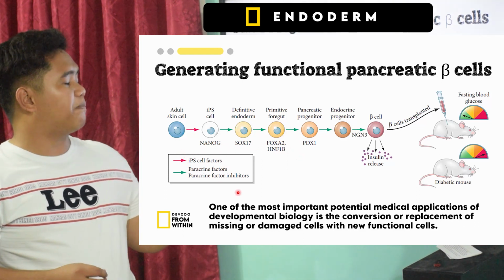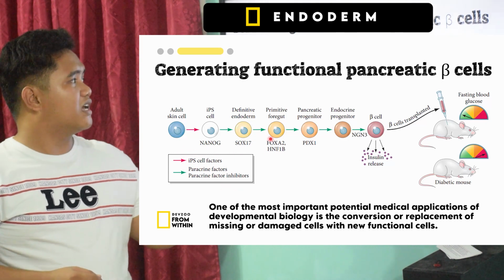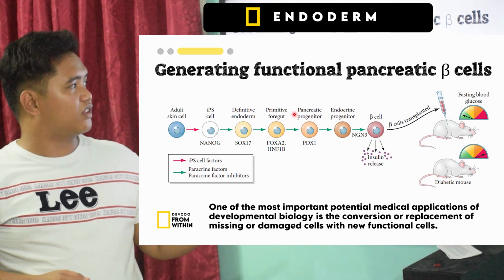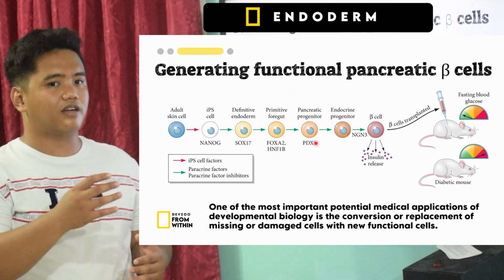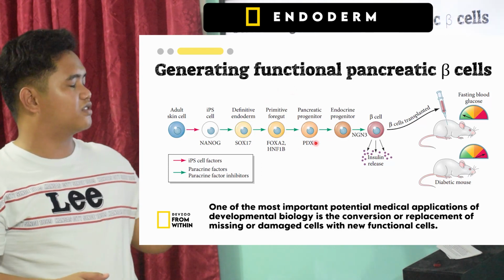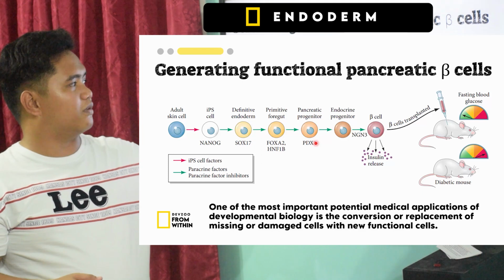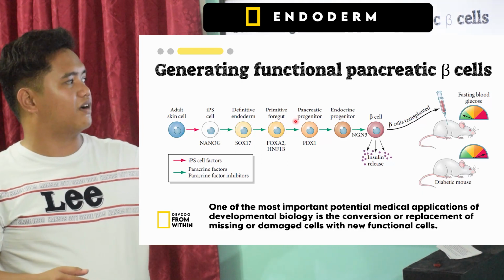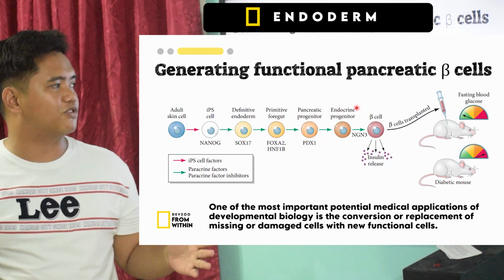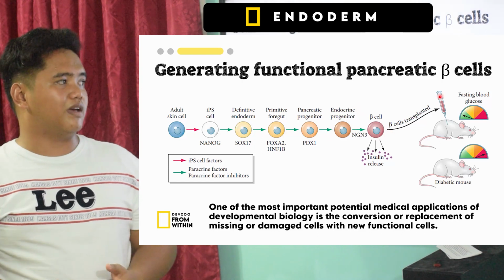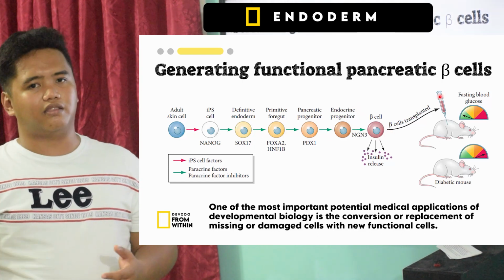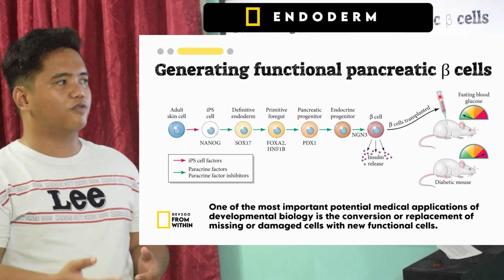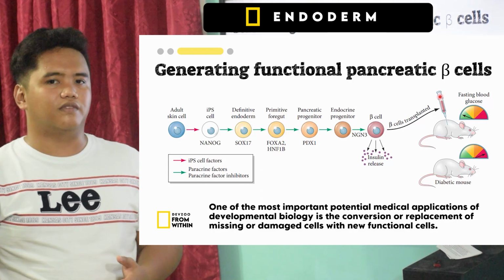Then after the application of SOX17, the iPS cells differentiated into definitive endoderm. With further paracrine factor induction, they became primitive foregut, pancreatic progenitor, then endocrine progenitor, until they became beta cells. These beta cells were then injected into a diabetic mouse, and they found an improvement in the insulin levels of that mouse.